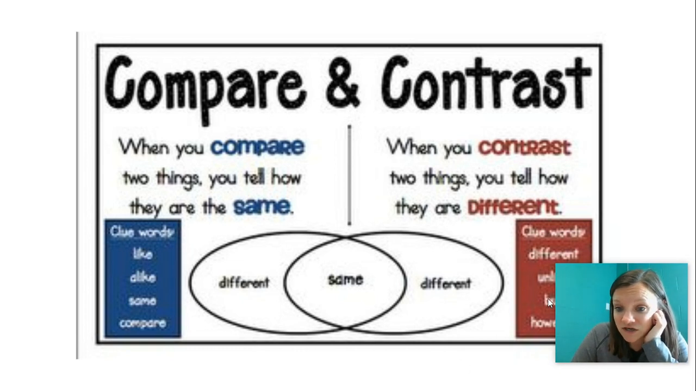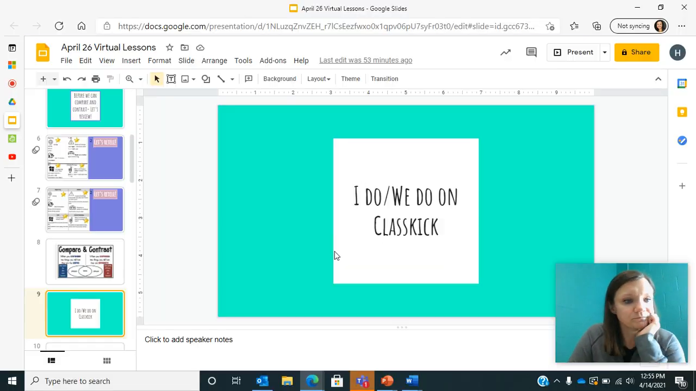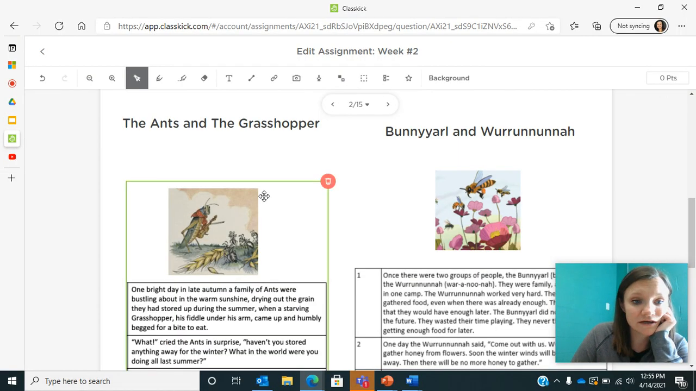When we're talking about how things are different, we can use the word different or unlike, or the word however, when we explain how things are different. These two stories are different. So let's take a look at your assignment for today.